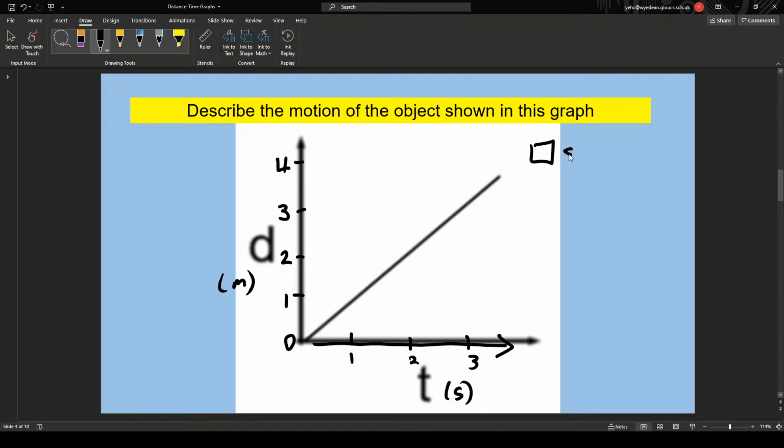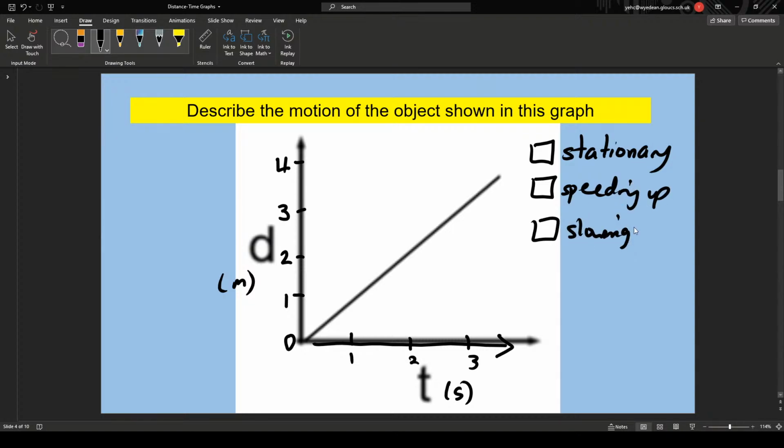Once again, I'm going to give you multiple choice. Let's go with that. This one might be a little bit tricky. What do we think?